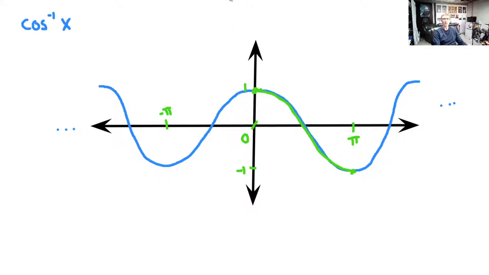So cosine inverse is that function with domain, just like sine, negative 1 to 1. You can only plug in numbers between negative 1 and 1. And range, different than sine. Sine went from negative pi over 2 to pi over 2, remember?